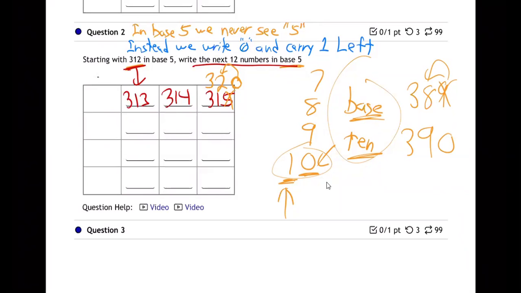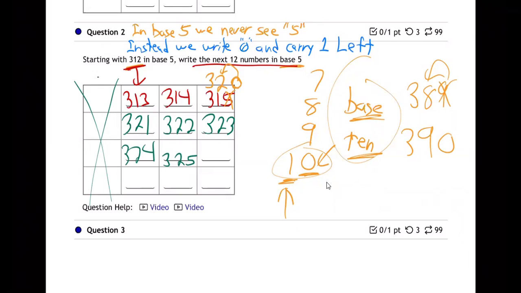Other questions? So let's keep going. Then on this one, you just keep going. So 321, 322, 323, 324. It's all just normal. You just keep going up by 1. 325. But hold on. Can't write that 5. I cannot write that 5.